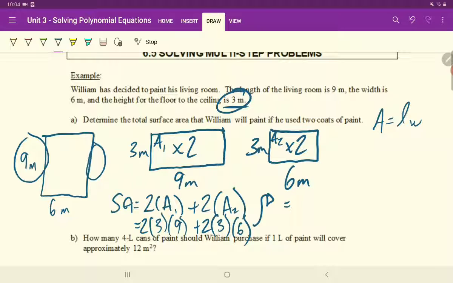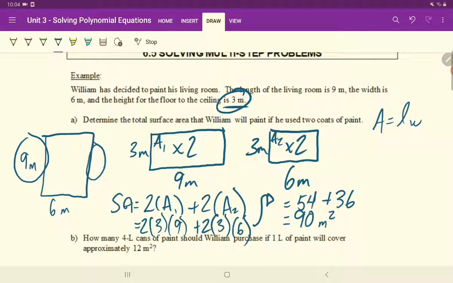So we get 54 plus 36. Again, we're not going to count the ceiling. The question doesn't say anything about counting the ceiling. Typically, if you were to paint your house, you'd leave your ceiling white and then you'd paint the walls any color you prefer. So here we go. 54 plus 36 is 90 meters squared.